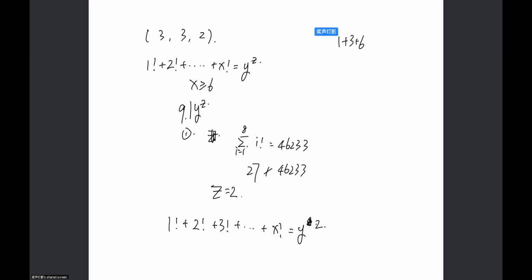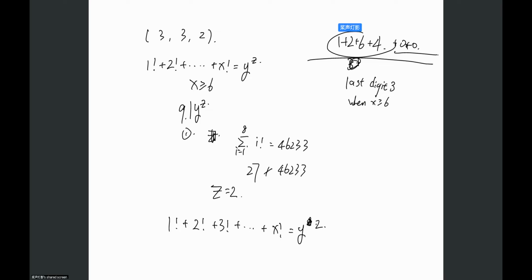So it's 1 plus 3 plus 6 plus 4. So it's 3 plus... 1 plus 2 plus 6 plus 4, and then plus all 0 plus 0. So this has last digit 3. Because when x is larger or equal than 5, all are 0, because there's a 10 here, just consider the previous 4 digits. And when x is larger than 3, the last digit of this is 3.